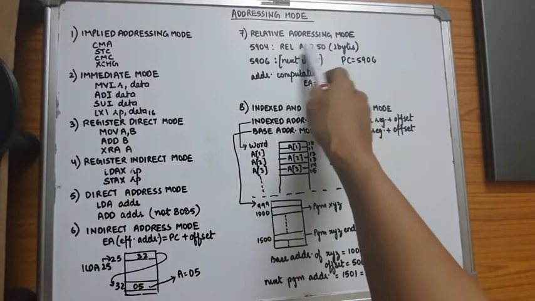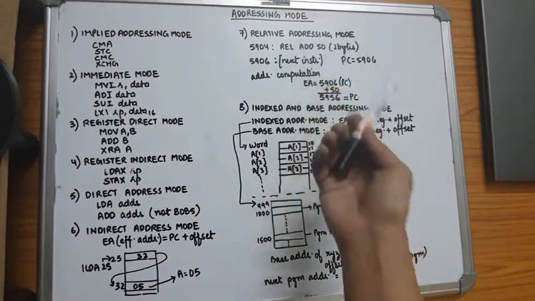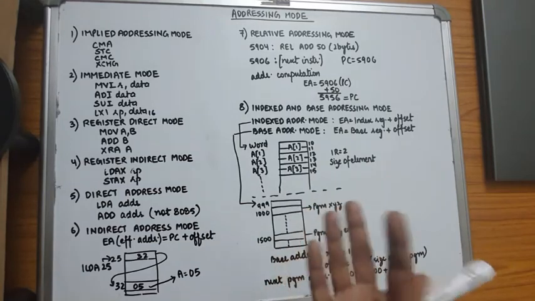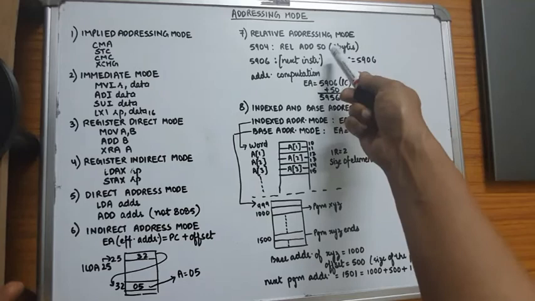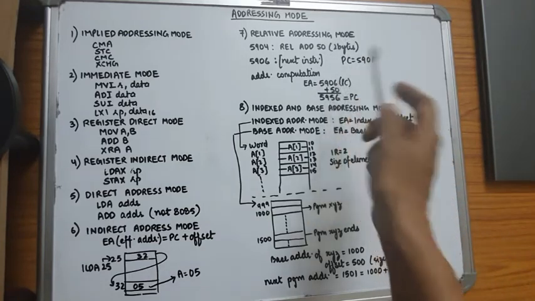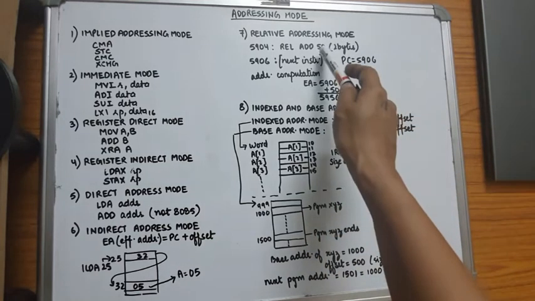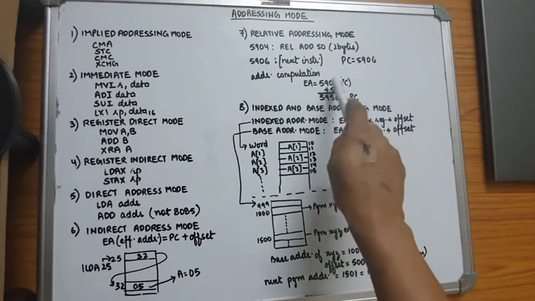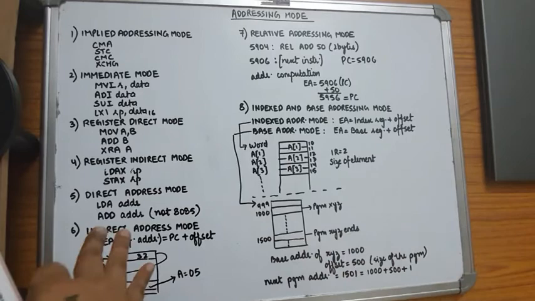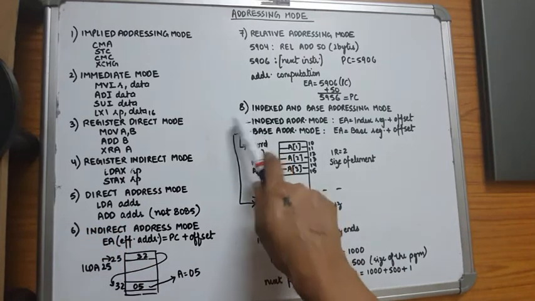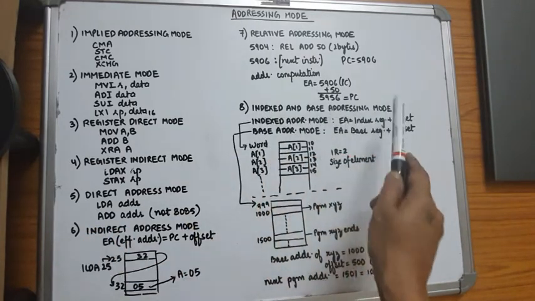So this instruction actually changes the address that PC is storing. 5906 plus 50. If 25 had been written here, 5906 plus 25 would have been done. If 100 had been written here, 5906 plus 100 would be done, and the resultant address will be stored in PC. The eighth type is indexed and base addressing mode.